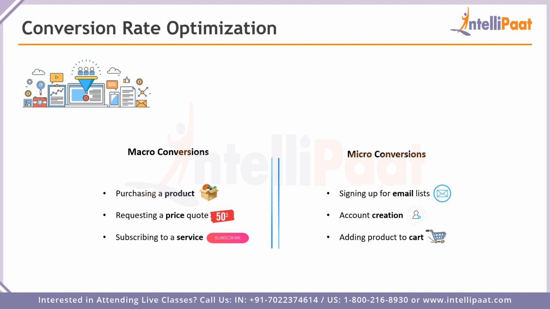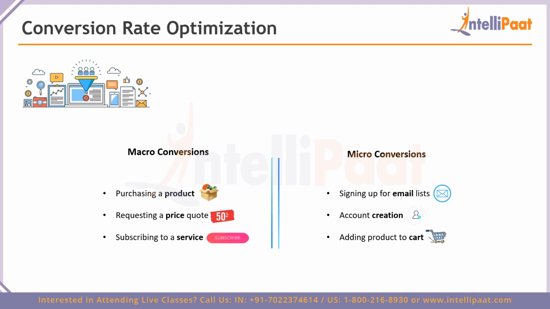So macro, as the name suggests, is a big transaction. Micro, as the name suggests, is a small transaction. You will understand. So in terms of macro conversions, buying a product is a macro conversion. Requesting a price quote where they're providing their number, having your experts call them, that's a macro conversion. And then even them subscribing to your service.